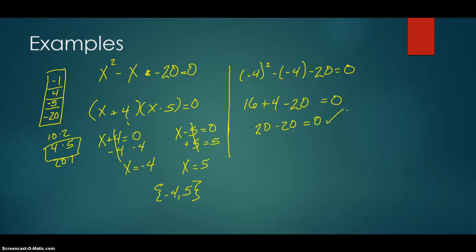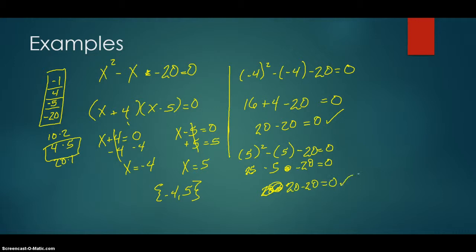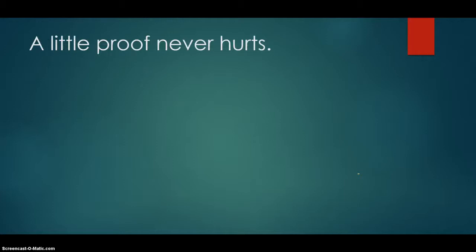We did it right. Real quickly, let's put 5 in there and do the same thing. This is 25 minus 5, minus 20. And 25 minus 5 is 20. So we do indeed have 20. Goodness. 20 minus 20, and that does give us a 0. So you can see that those indeed are factors. Oh, we did the little proof.